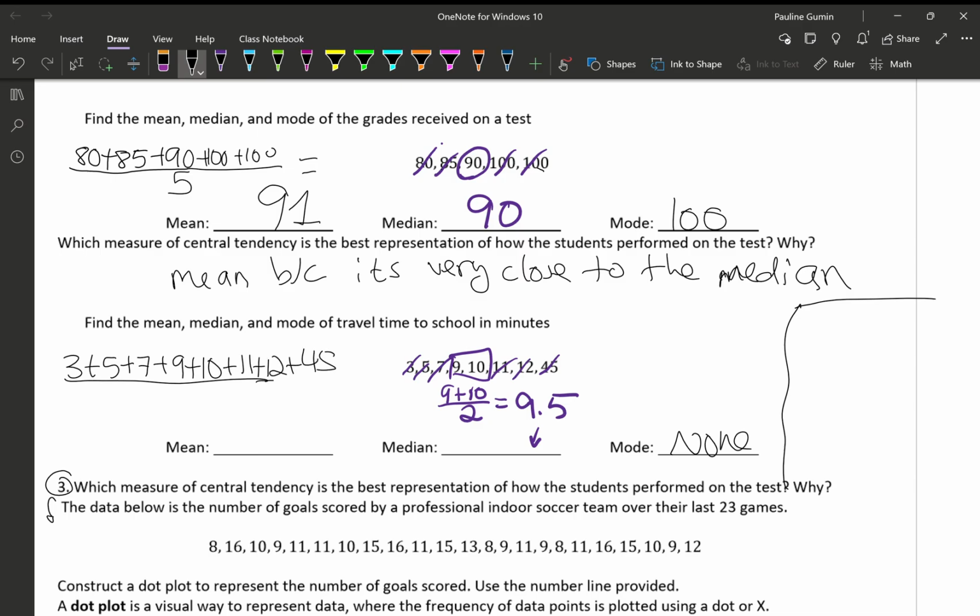Then you click enter in your calculator, and you're going to divide by how many? We have 8 numbers. Once you do that, you should get 12.75. In this case, I'm going to use the median because 9.5 is closer to the rest of our data than 12.75, right? Because 12 isn't that close to our smallest number, which is 3.